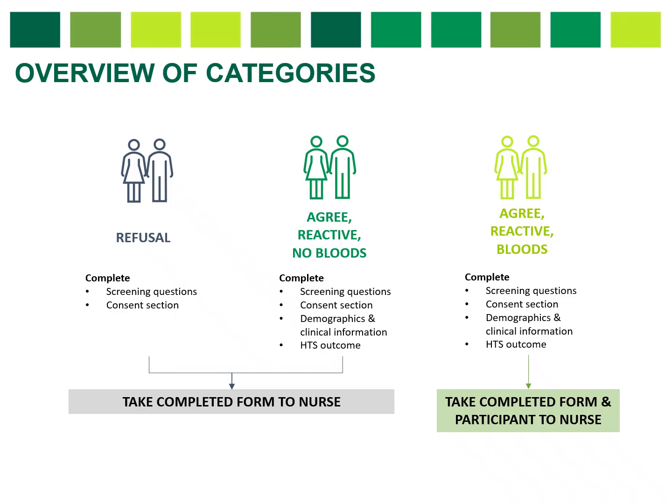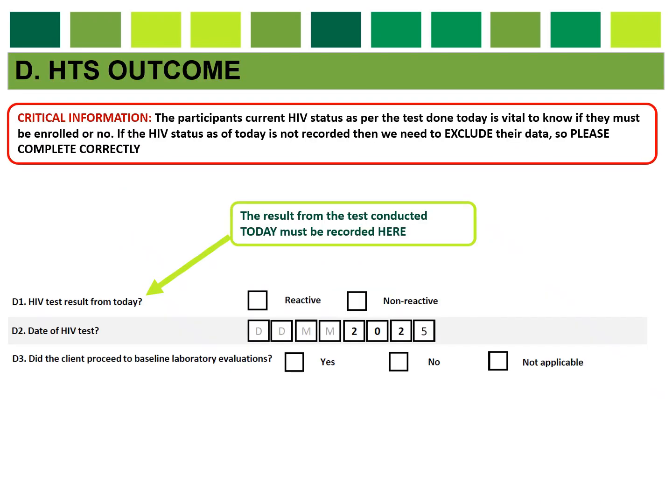And then lastly, the main category is those who have agreed to participate, they have a reactive result, and they are taking bloods that day. So they will also be completing the front of the form. So the section A, the screening questions, section B, consent, section C, demographics and clinical information, and section D, the HTS outcome. You will then escort them to the nurse. Of course, if you are the person who did the screening and the testing and will now be taking the blood, of course, they don't need to go anywhere else. So again, remember, it is important to make sure that section D was completed for today's information.